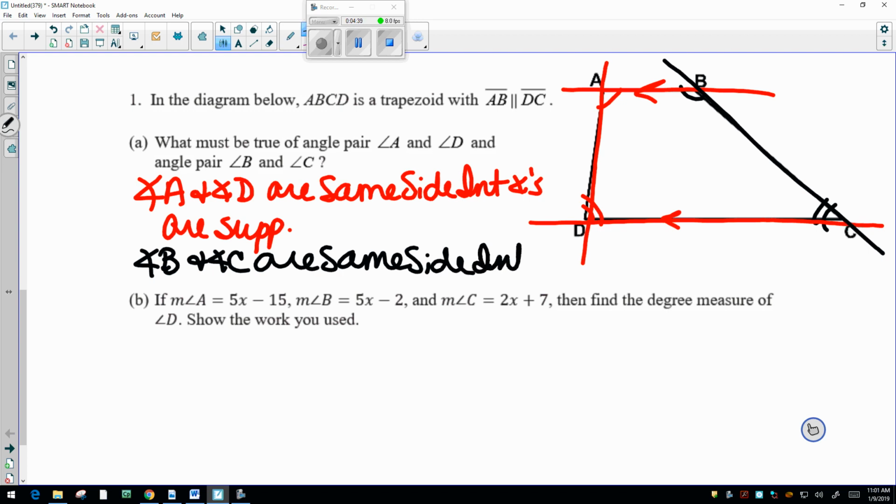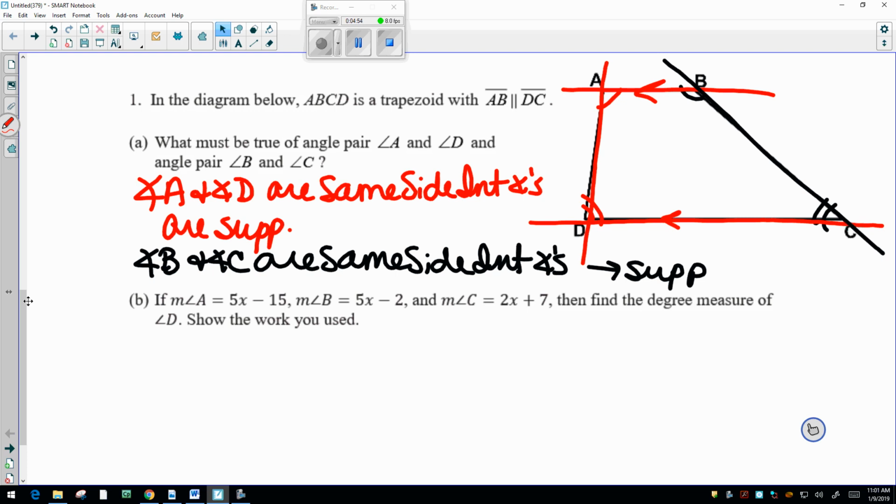And so those also have to be supplementary. So that's always the case. Whenever I'm looking at a trapezoid, I can always tell those two angles, if I find my parallel lines and I can find that transversal, they'll always be supplementary.